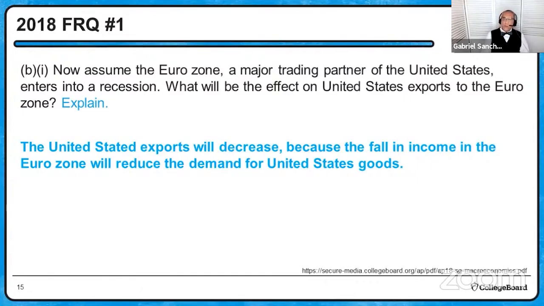One way to remember this, or a teaching tip, is that for a country, for individuals, when our income increases, we buy more foreign goods. When our income decreases, we buy less foreign goods. In this question, the Eurozone's income has decreased, so they will import fewer goods. And since the United States is the trading partner, the US will export less. The US will suffer because there's less demand for US goods. All right, that's BI. Let's move on to the next part.